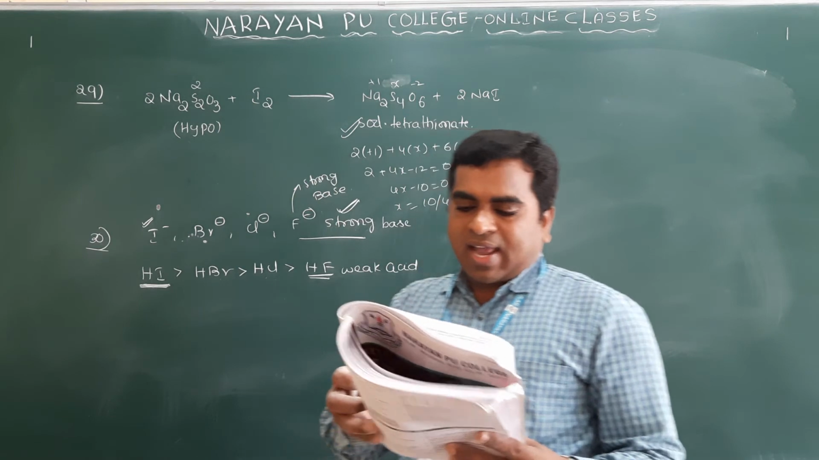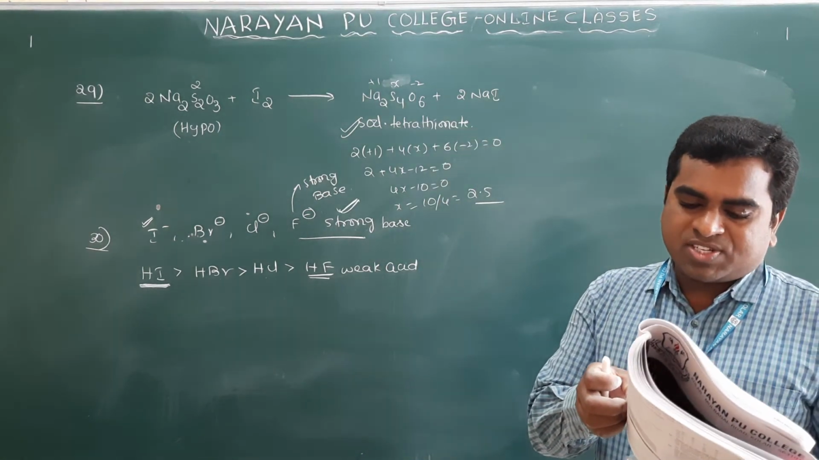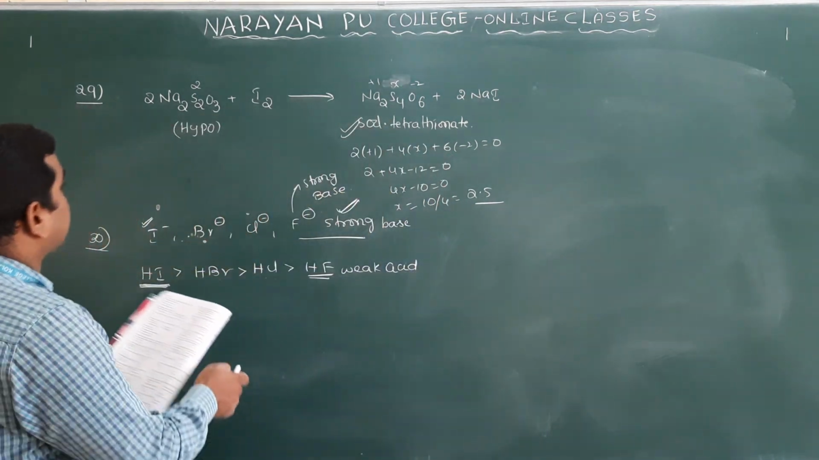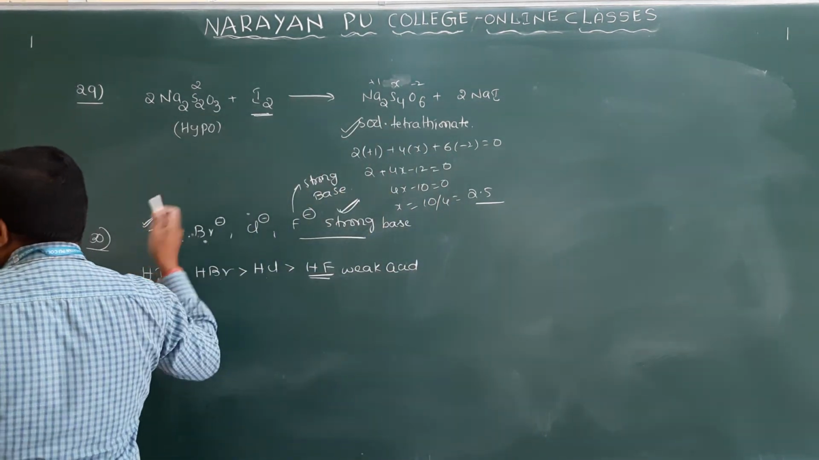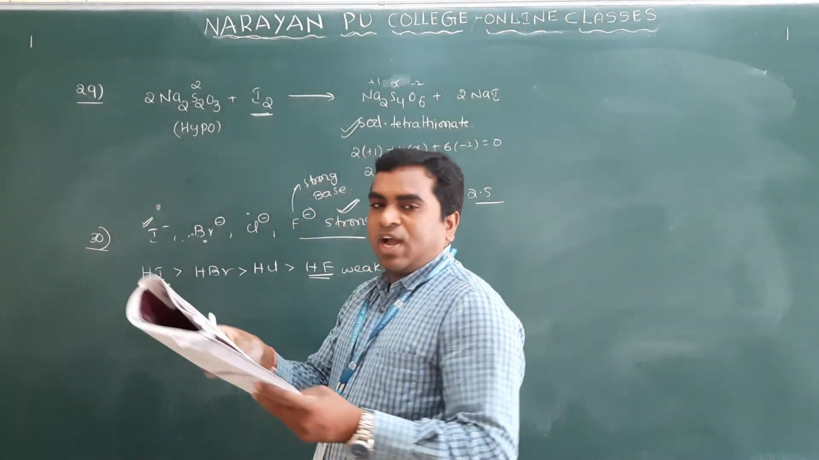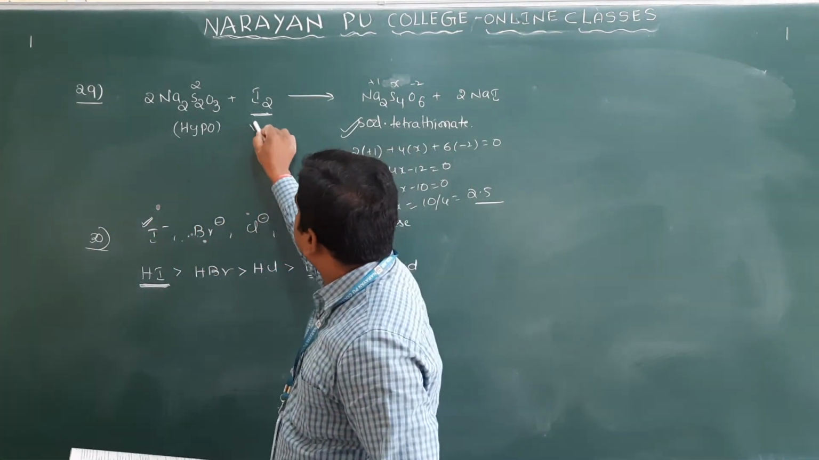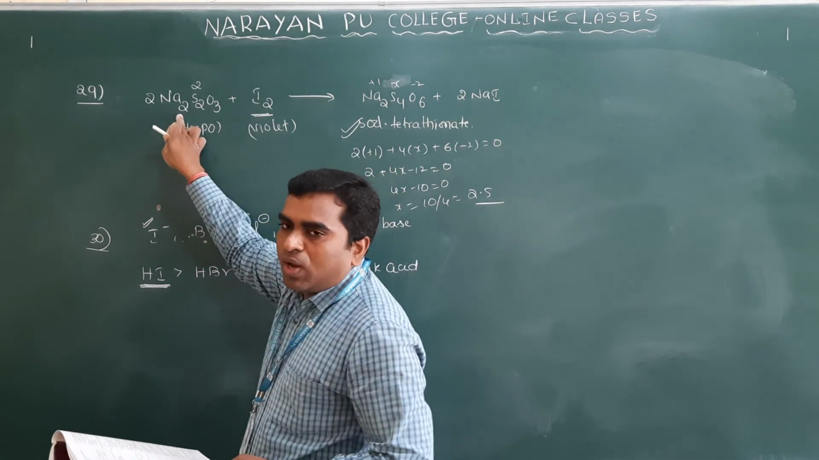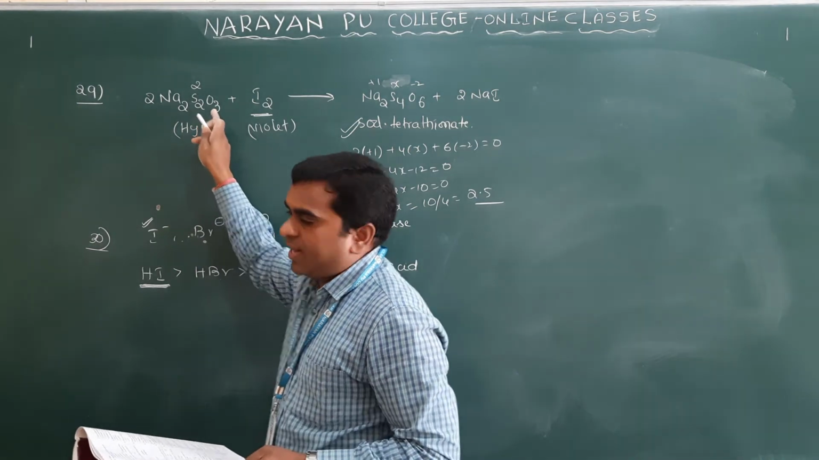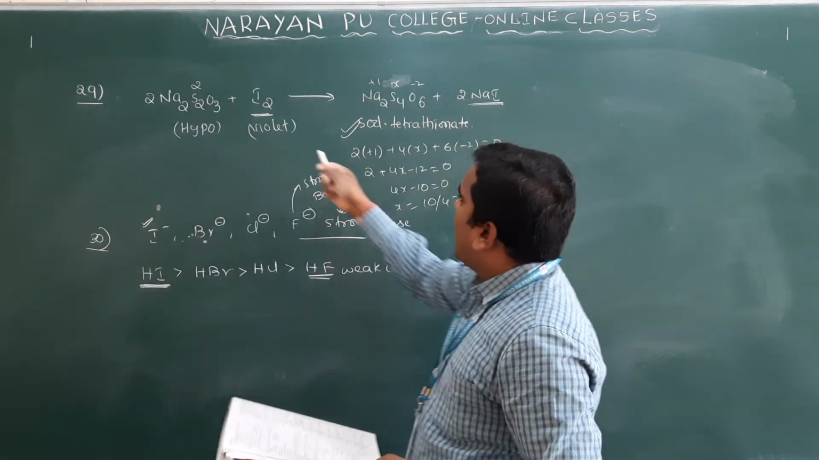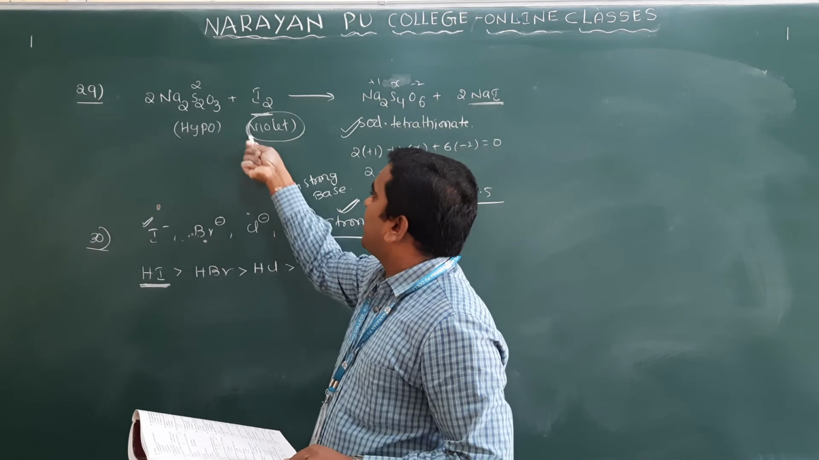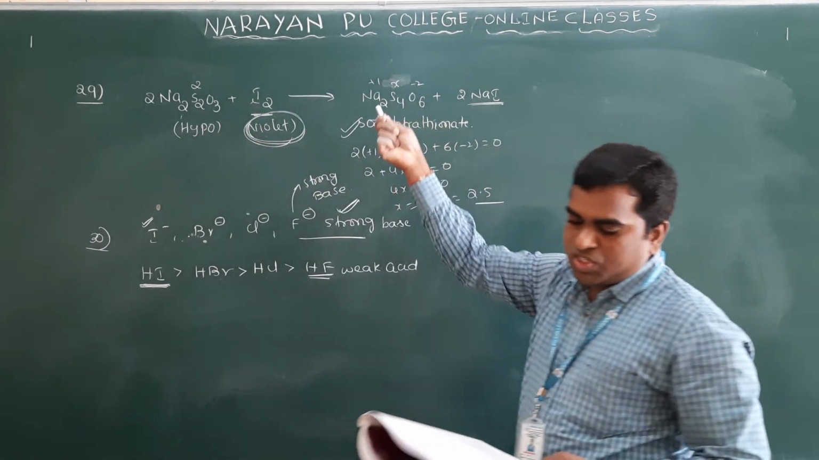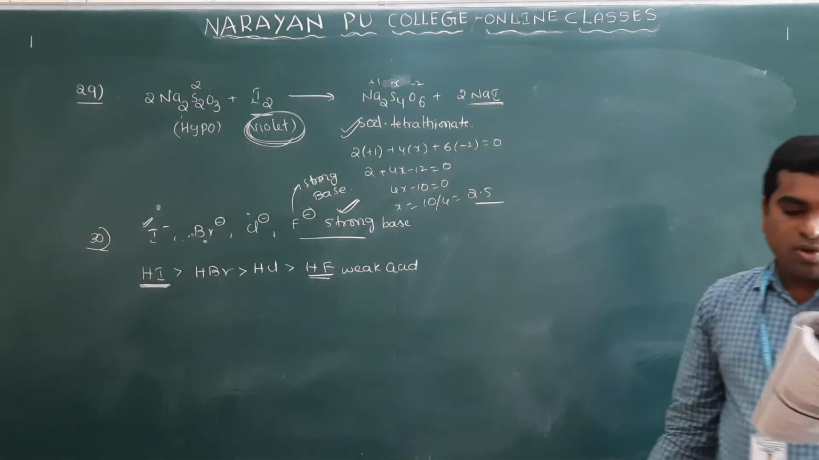34. The color of iodine solution is discharged by shaking it with an aqueous solution of. Just now we mentioned this is iodine. Clear? So what is the color of iodine? Violet. When it reacts with hypo, sodium thiosulfate, it will be converted to NaI. Previously the color is violet. When it reacts with the hypo, the color will be discharged. So that's why sodium thiosulfate.